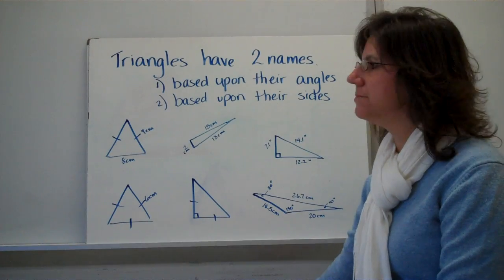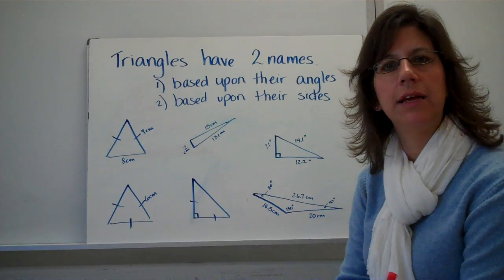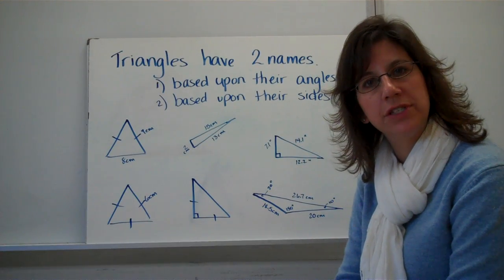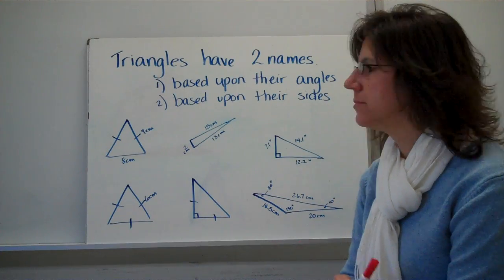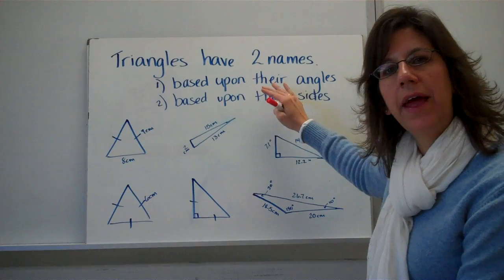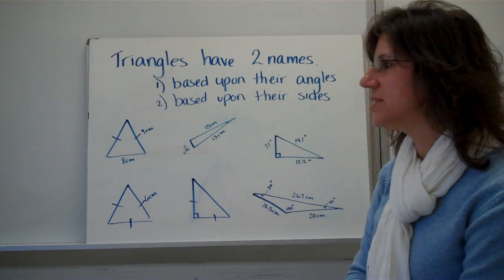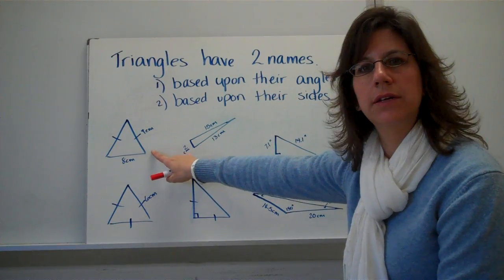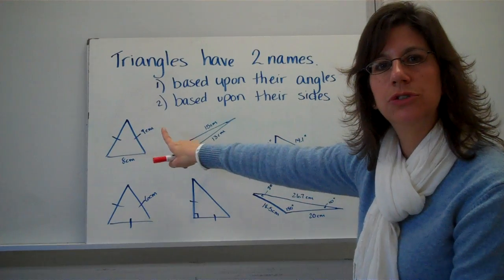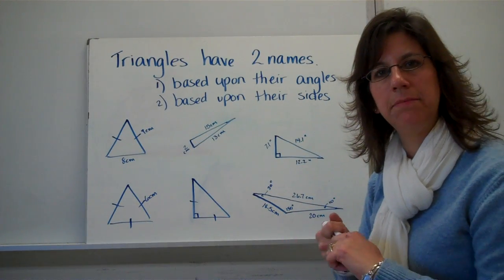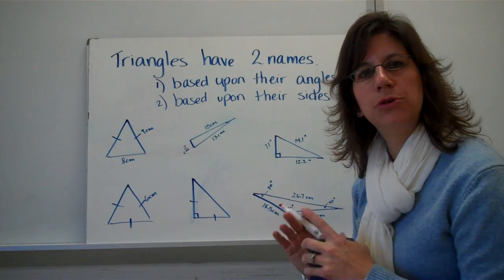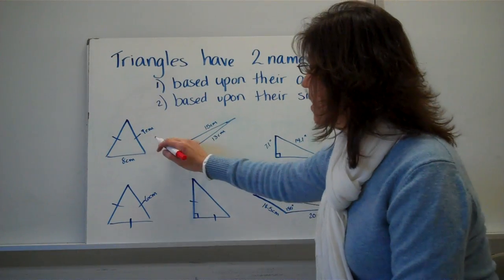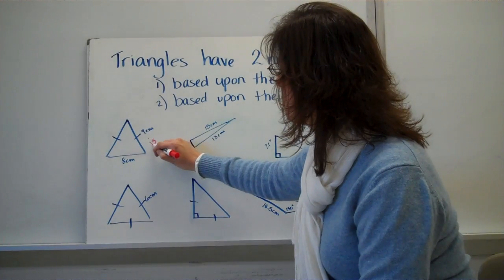All right, triangles. Triangles have 2 names, just like you have 2 names. You have a first name and a last name. Triangles have 2 names as well. You can have a name based upon their angles or a name based upon their sides. So take a look at this triangle here. Do you see how two of the sides are the same? Well, what word means a triangle with 2 sides that are equal? Isosceles.